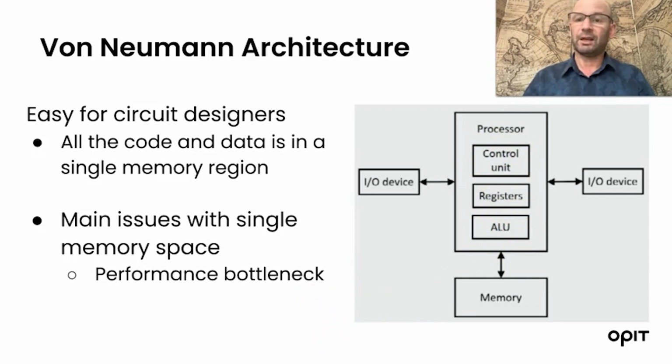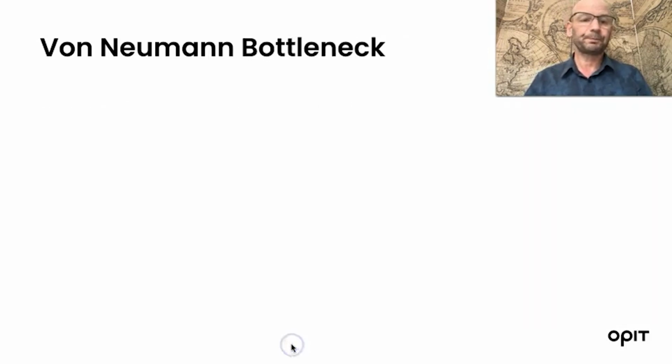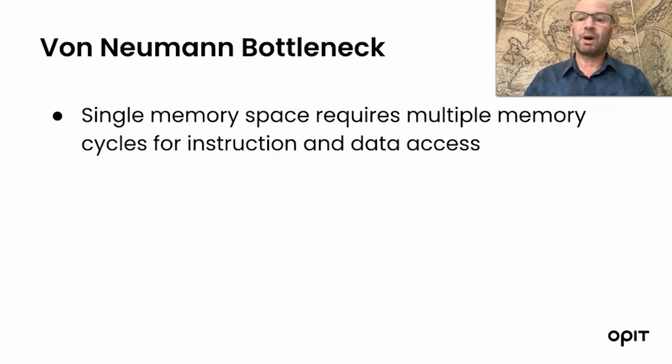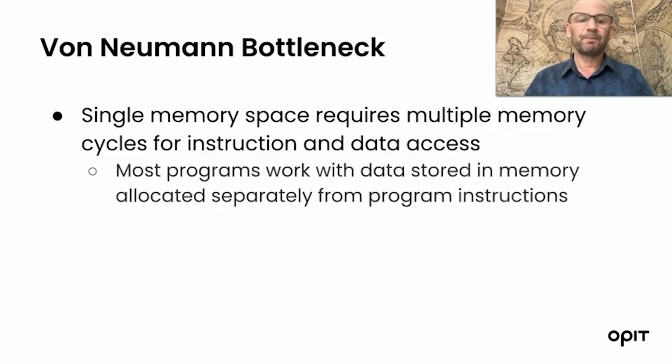So the issue here with the memory is there's two things. There's the fact that it can be a performance bottleneck, and also that there are issues with security. And we'll take a look at each of these two issues momentarily. First off, the bottleneck. So the single memory space requires multiple memory cycles for instruction and for data access. So that can be an issue.